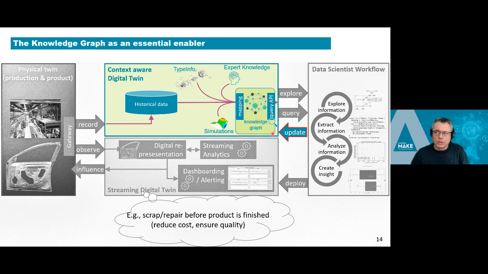Moreover, if a data scientist is able to establish some new insight, it would be a pity that the next data scientist needs to redo the job. So you want to be able to insert that new insight back into the knowledge graph. And so we will focus today on why we think that the knowledge graph is that essential enabler for context-sensitive and context-aware digital twins.